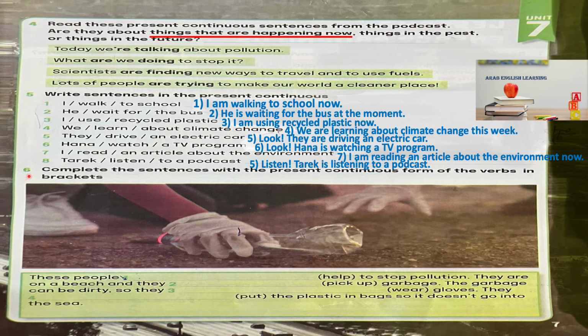Now exercise 6, complete the sentences with the present continuous form of the verbs in brackets. These people help, so it's going to be are helping to stop pollution. They are on a beach and they are picking up garbage. The garbage can be dirty, so they are wearing gloves. They are putting the plastic in bags so it doesn't go into the sea.